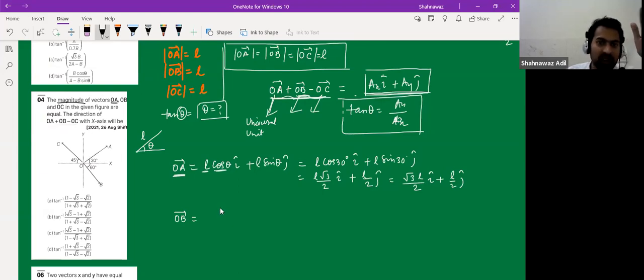You learned vectors in your 11th class, right? In motion in a plane or motion in a straight line, right? So you studied those vectors.